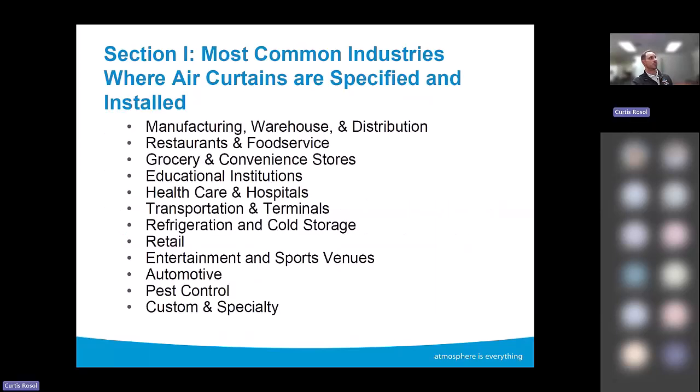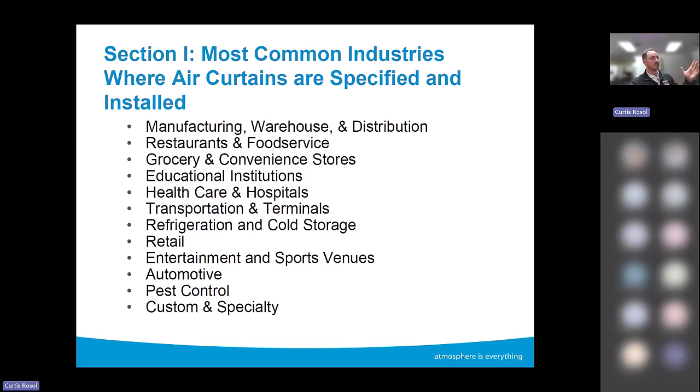So, the most common industries that were specified and installed, again, just a list of our most common here. This was actually gathered using analytics from our website traffic. So we were able to analyze that and see which customers visit our website the most. For the sake of time, I won't go into all these individually, but as a top level overview, I would say those first couple, so the manufacturing, warehouses, distribution, the food service space, maybe even grocery stores, those are typically mostly fly control applications.